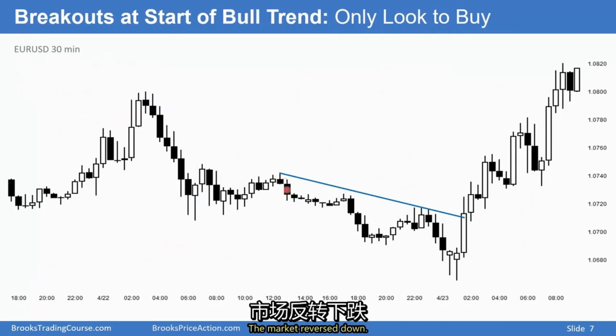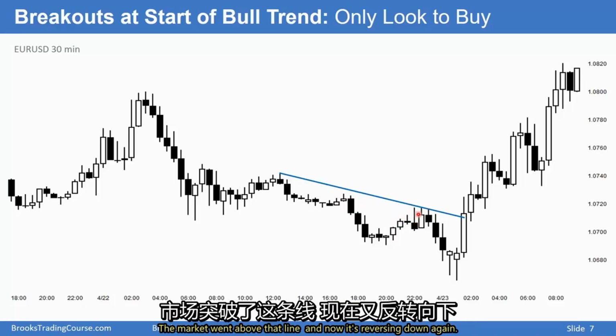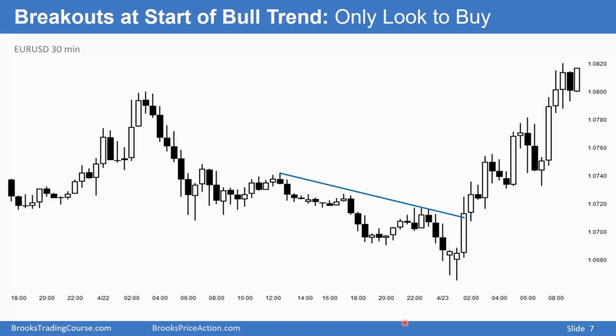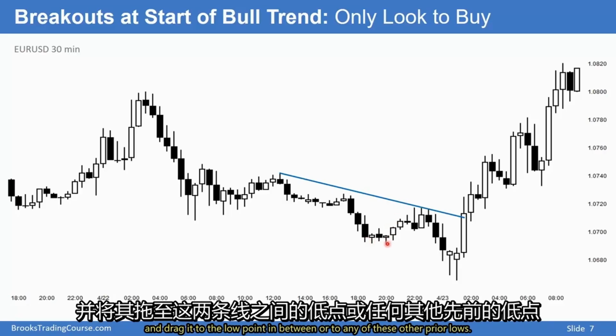The market reversed down. It reversed down a 2nd time. Traders could draw a line across those 2 highs. The market went above that line and now is reversing down again. So at this point, traders would replace the first line with a new line using these highs. To find the bottom of the channel, they can create a parallel of this line and drag it to the low point in between or to any of these other prior lows.